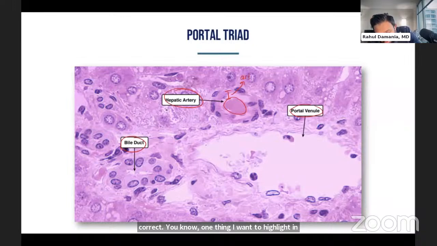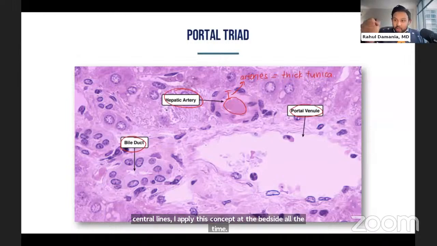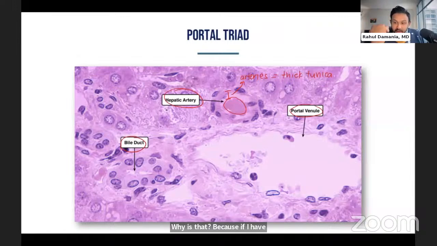Remember that arteries and arterioles are going to have a thick tunica media. This is so important. When I am in the pediatric ICU and I'm putting in central lines, I apply this concept at the bedside all the time. Why is that? Because if I have the ultrasound probe and I am looking at blood vessels, if I see a blood vessel that is easily compressible, I know that that is going to be a vein. So veins on ultrasound are easily compressible, and it relates to the histology tie-in that arteries are going to have a thick tunica media, so they're not going to be as compressible.